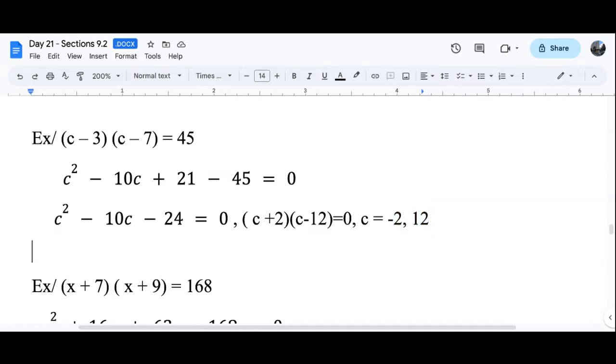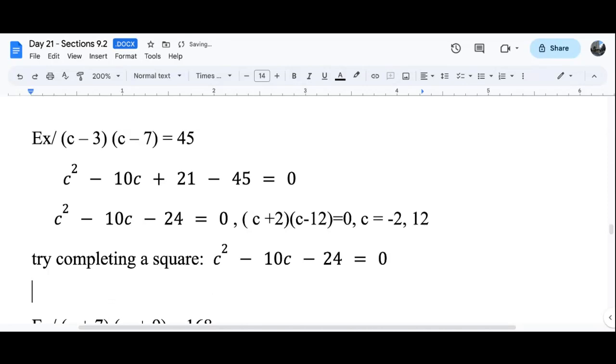So this is using factoring, right? And you can use completing squares, right? Let's try completing squares. So start with this. Then what do we do?